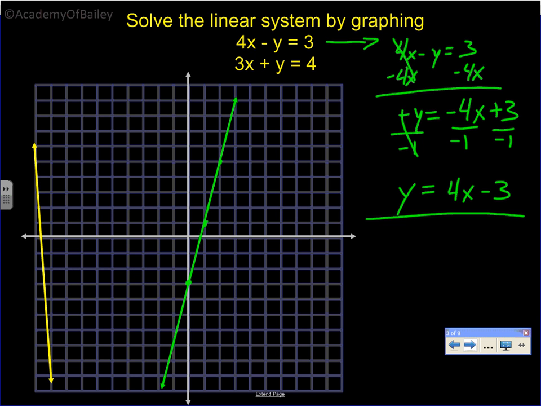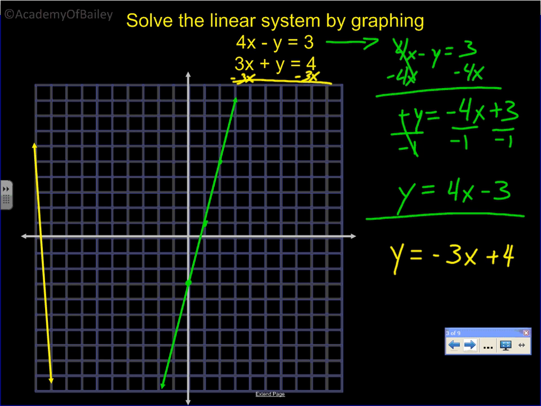And it looks like that. All right, now let's look at the second equation. I just want to subtract 3x from both sides of the equal sign. And I notice that 4 and negative 3x are not like terms, so I cannot combine those. So we have y is equal to negative 3x, and 4 is positive, so we put a plus sign with it.